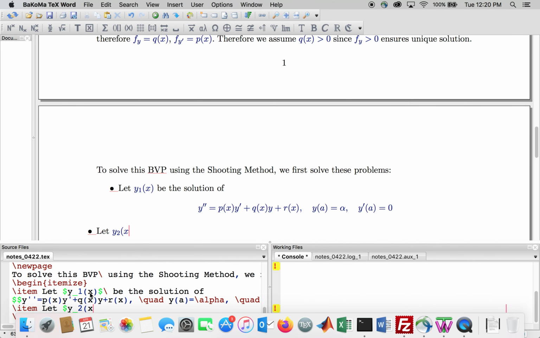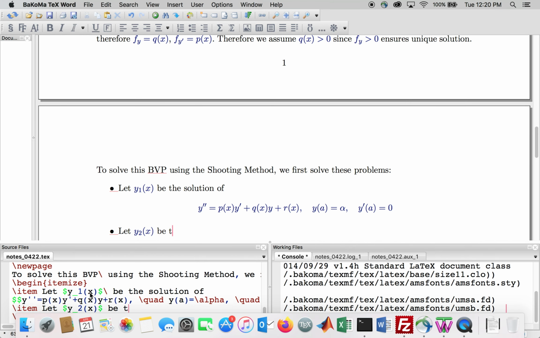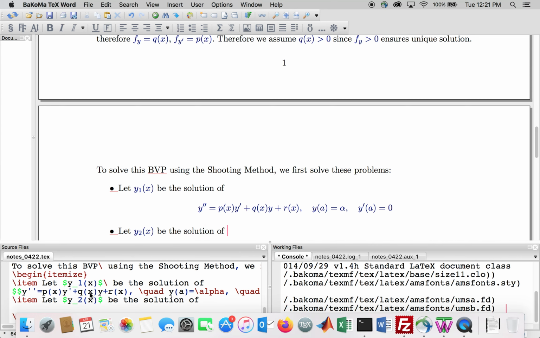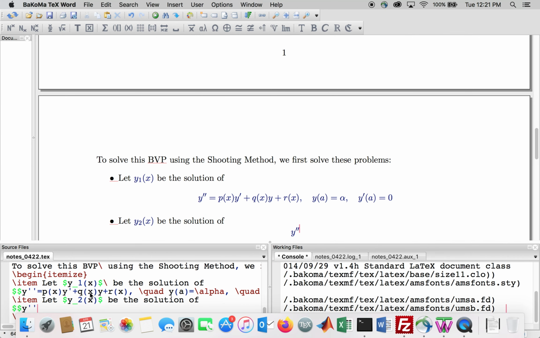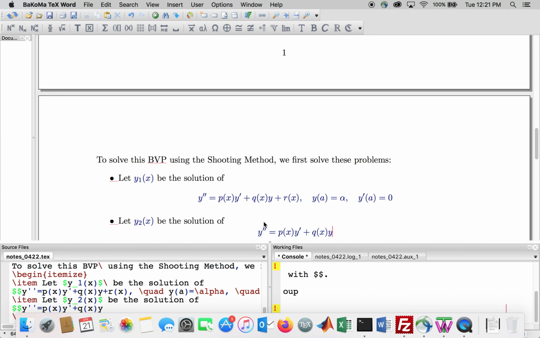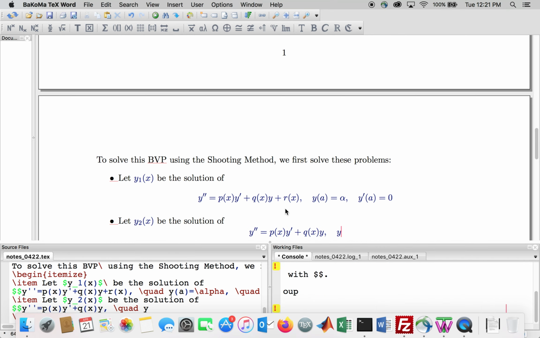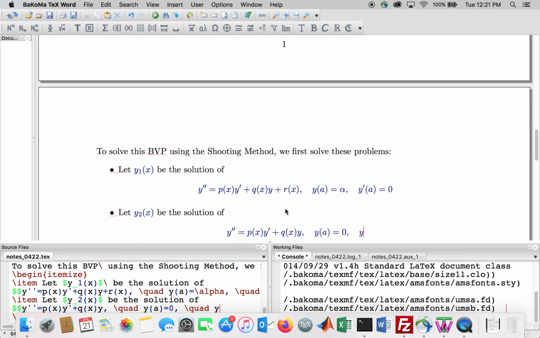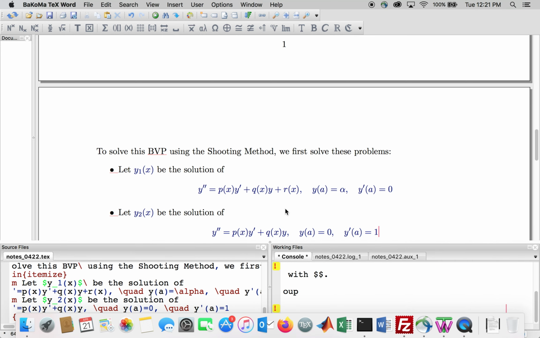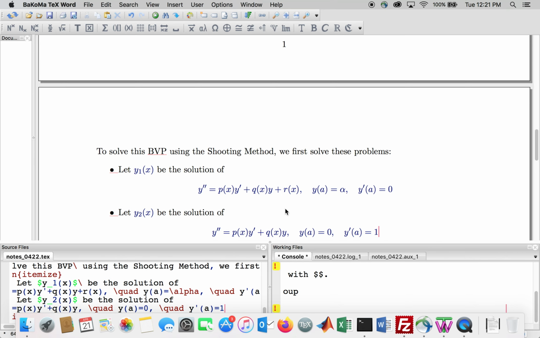And then y2 of x will solve this problem. So y double prime is equal to, the ODE starts out the same, but we do not have the r of x term. And you'll see why momentarily. So y of a will be equal to 0, and y prime of a is equal to 1. Yes, 1.